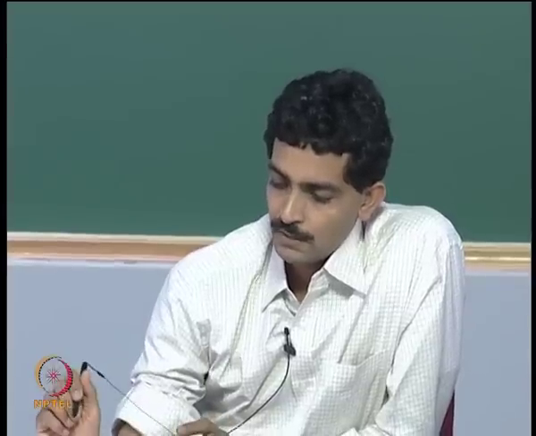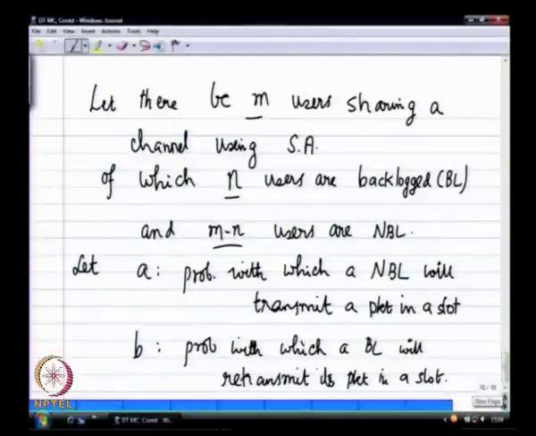Okay. Are these basic definitions clear? Now to represent the state of the system, I simply use the value n, the number of backlogged users. Based on this, we will try to find out the probability of successful transmission and so on.